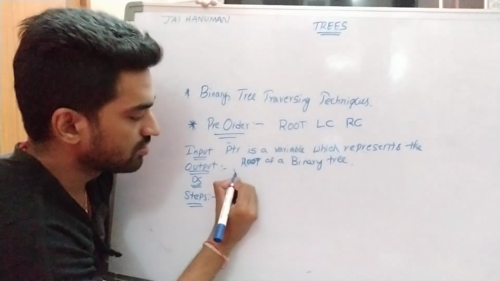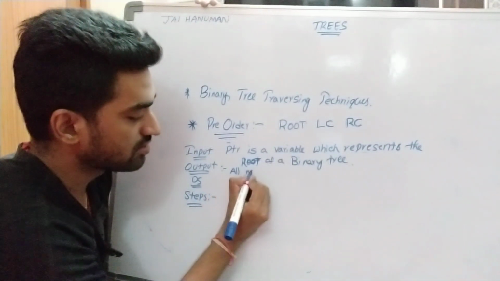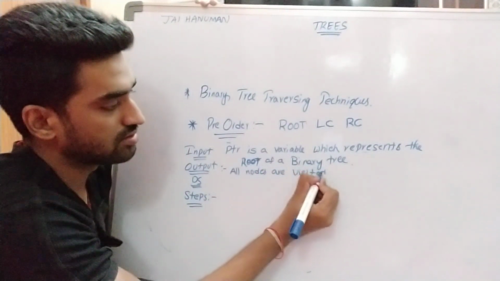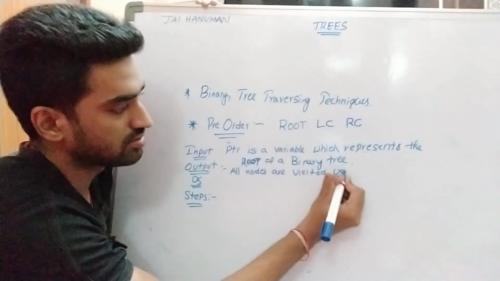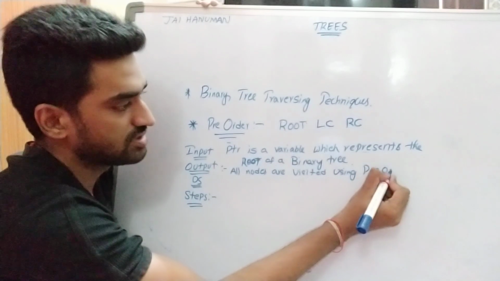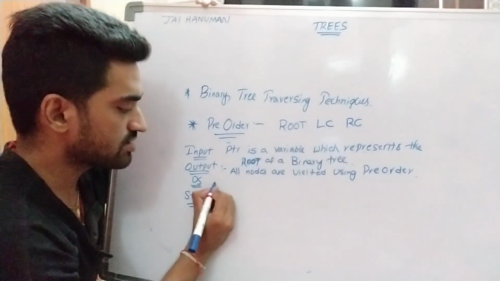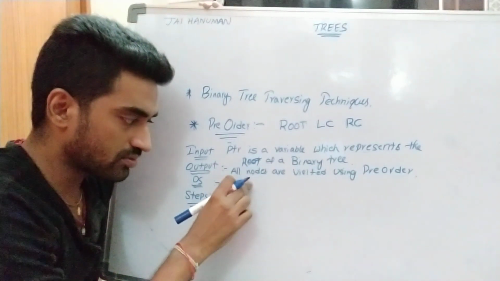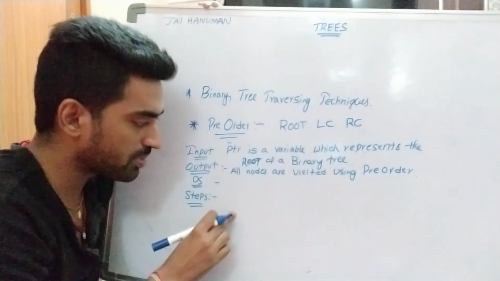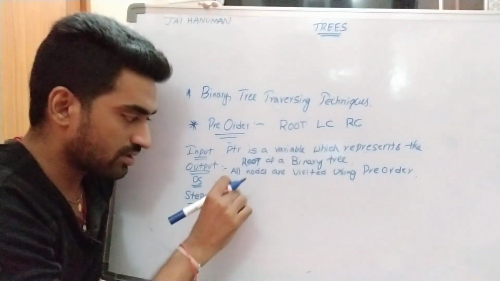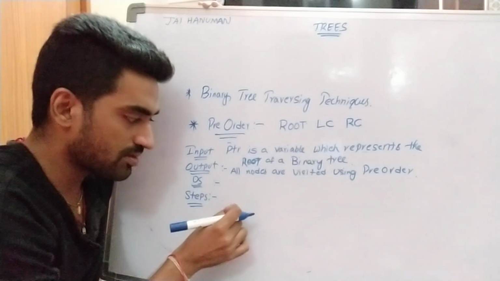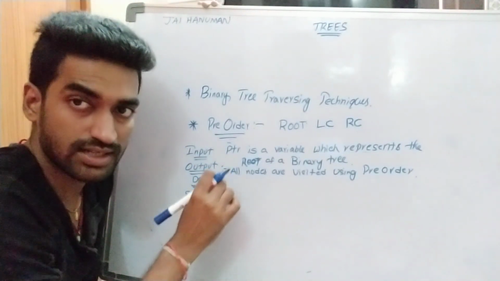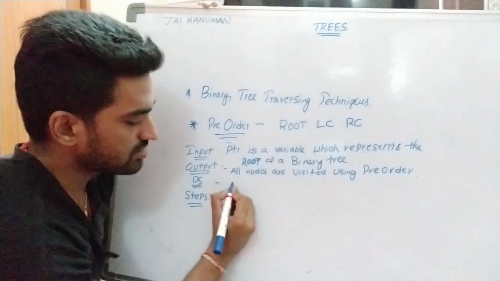Then I am writing the output. So what is the output? All the nodes are visited using pre-order. This is our output. What is the data structure? So in the visiting operation, compulsory we can move from one node to another node. So for the moving operation, compulsory we hold the address of the next node, then only we can move from one node to another node. For that purpose, we are using the linked list concept, right? So here, what is the data structure?